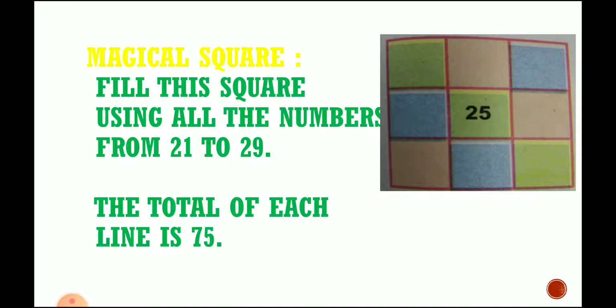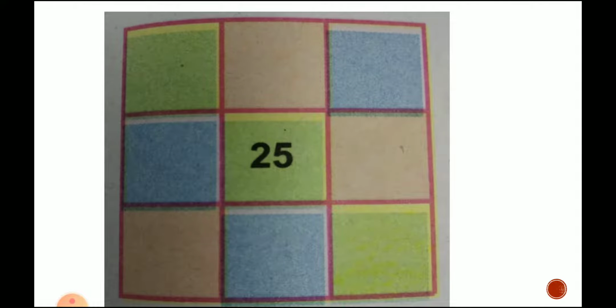The total of each line is 75, and I already gave the number 25 in the center of the square. Okay, and we just fill the other 8 boxes. Shall we do it? Yes, see here we can use one trick. You just listen carefully.